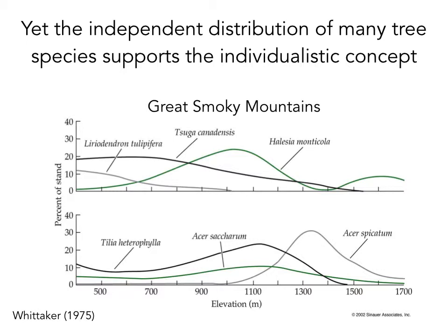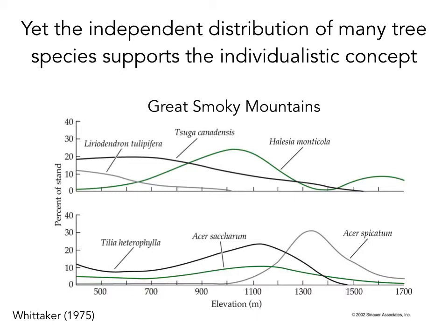Yet if you look along other gradients, we see that many species also tend to show these very individualistic kinds of distributions. These graphs here are of species abundances of several tree species occurring in the Great Smoky Mountains. These data were collected by Robert Whittaker in the 70s. And here is simply shown the percent of abundance within forest stands for 6 different species of trees occurring in the Great Smoky Mountains.